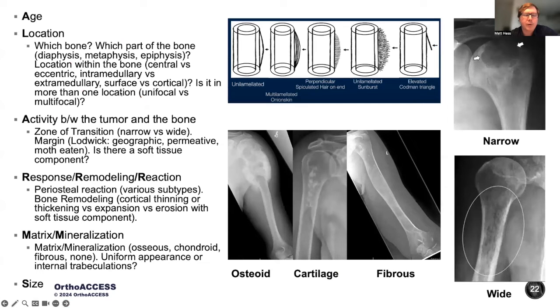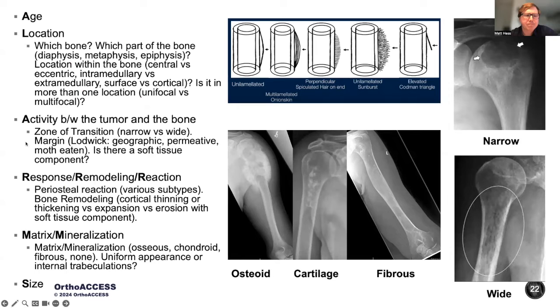So again, these are all terminologies that you'll be able to use and practice on your orthopedic oncology rotation as you look at X-rays and speak with your attending and other members of the team. These are types of terminology you're going to want to use when they ask you, hey, can you describe that X-ray? So the L is for activity between the bone and the tumor. What we're really referring to here is the zone of transition. Is it a narrow zone of transition or is it wide?